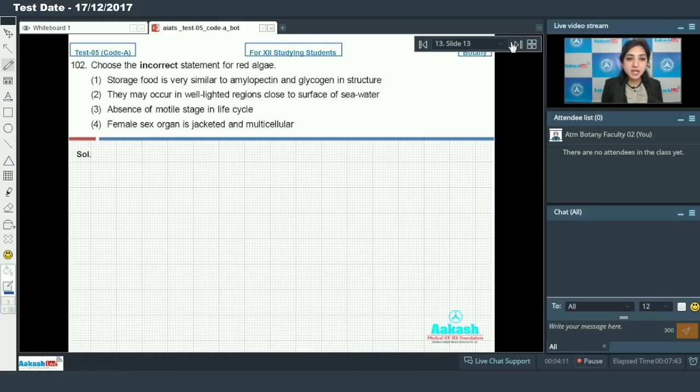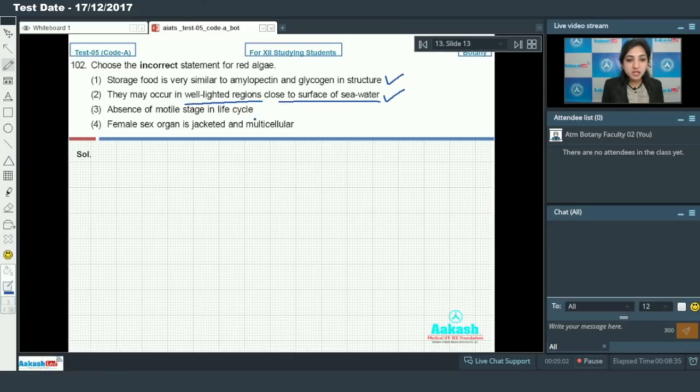Choose the incorrect statement for red algae. You have to choose one incorrect statement for red algae. In red algae, storage food is very similar to amylopectin and glycogen in structure. This is true. Red algae can occur in well-lighted regions close to the surface of seawater. Red algae can occur in well-lighted regions, and they can also occur in dark regions and in the depths of ocean where there is less light. Okay, so this is true.